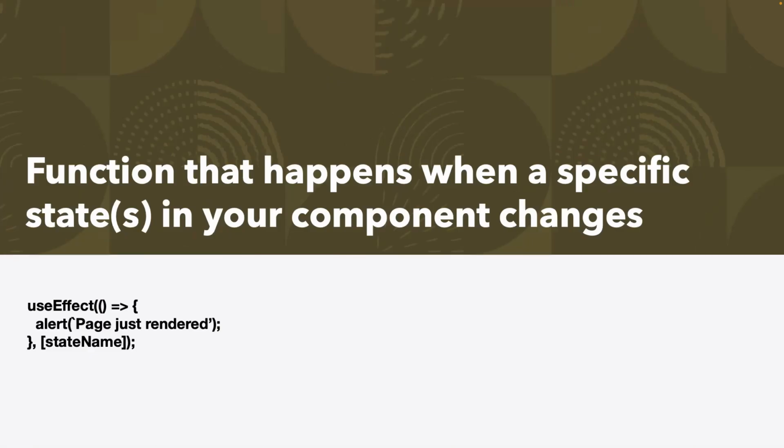Okay, so the second way we can use the useEffect function is as a function that happens when a specific state or states in your component changes. So in this example here, you can see useEffect. The only difference is that inside our square brackets, we have the name of the state or the names of all the states that we want to monitor, or we want useEffect to happen when those change. But apart from that, everything else is the same. Let's go to Replit and look at an example.